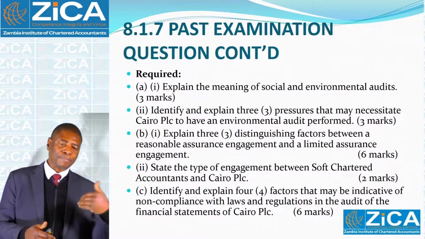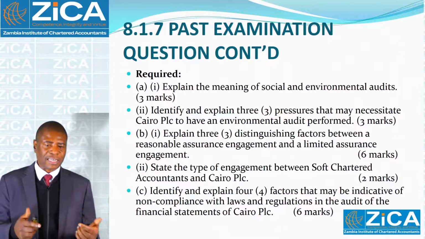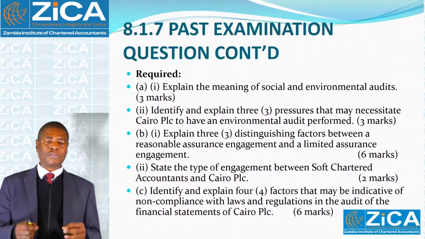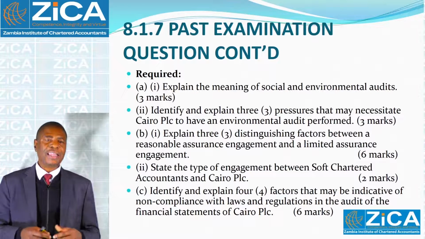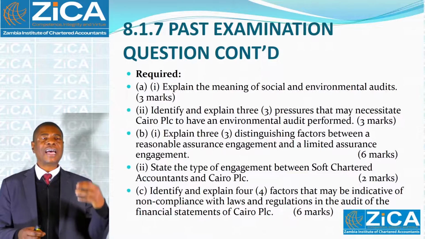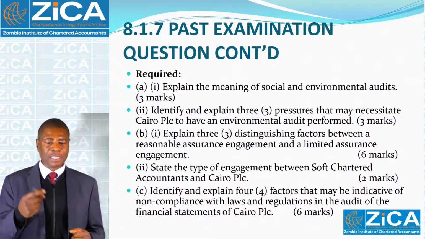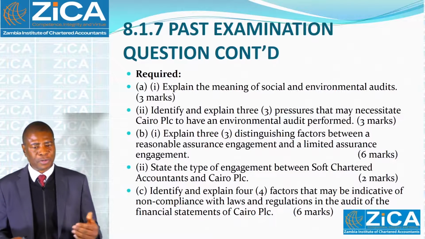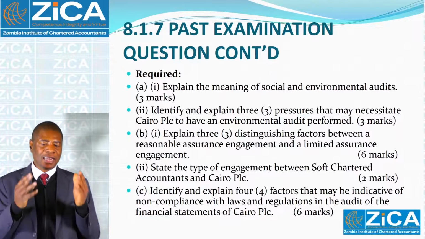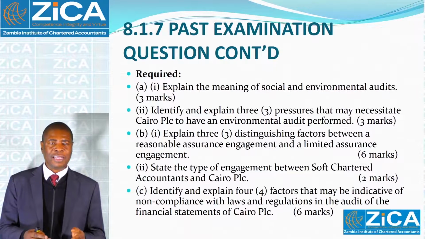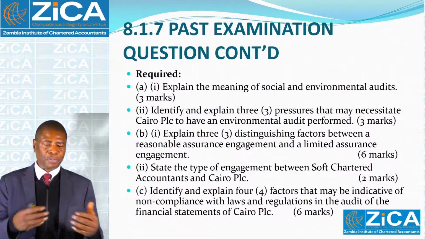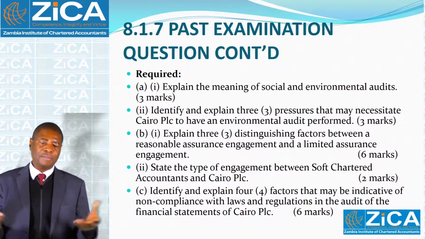Then the B part was explain 3 distinguishing factors between reasonable and limited assurance. What you have to appreciate is in auditing, there are many assignments. When you say reasonable assurance, it's not average, it's high-level assurance. When you say limited assurance, that's where you give negative assurance, where you say, nothing has come to my attention to believe that this has not been done properly. Again, that is knowledge-based. If you've been in class, or if you've been tutored, you should be able to appreciate the distinction between the two. And the 6 marks were there to be taken.